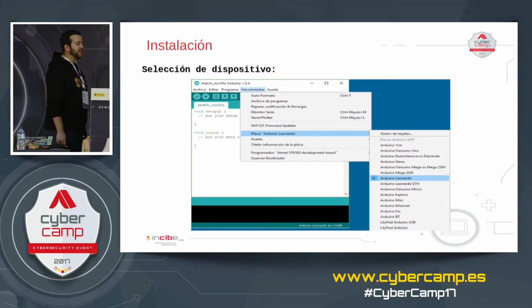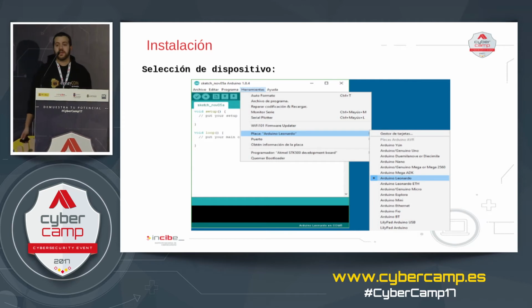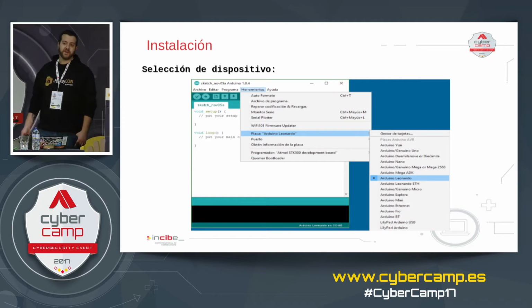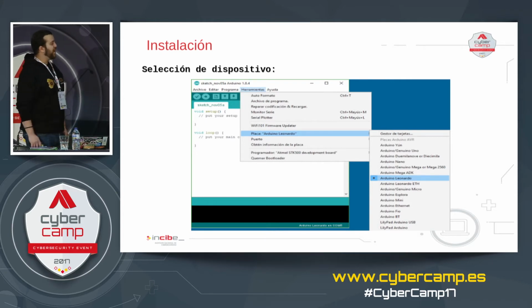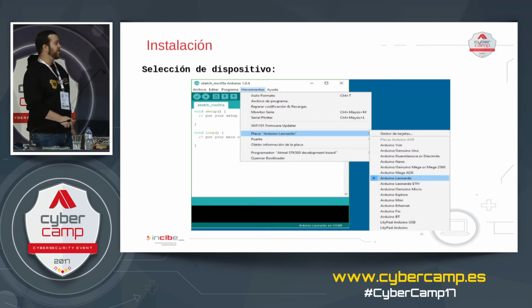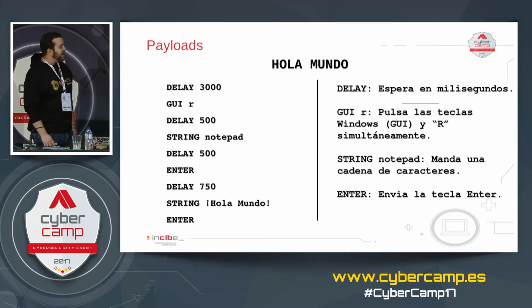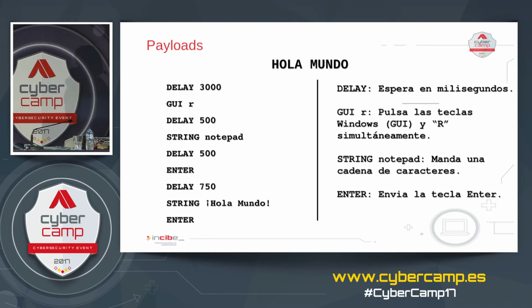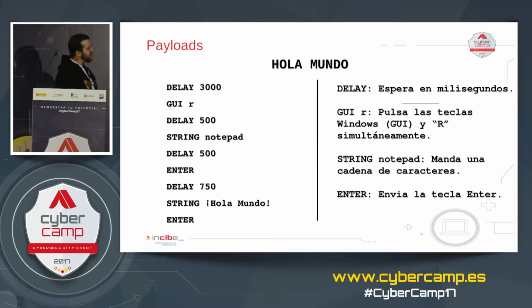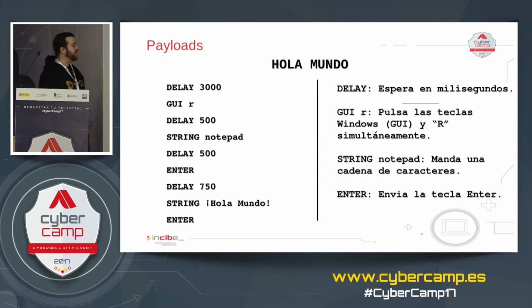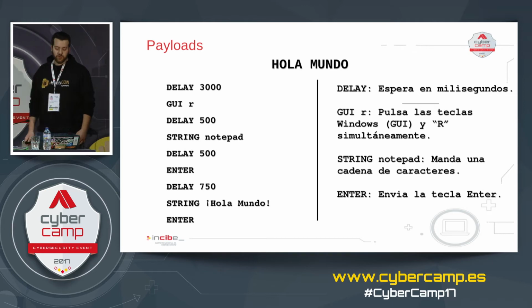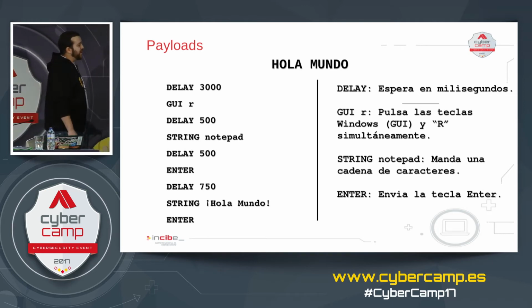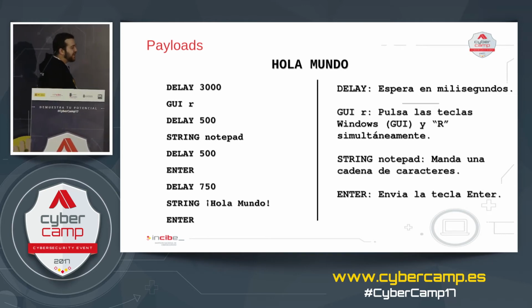Another step is to select the device, and to simplify the use of this installation without having to compile anything, we can just add it using the Arduino system. This is one of the most simple scripts that we can enter. We can write in a notepad, send the character chain, and print Hola Mundo, or Hello World.